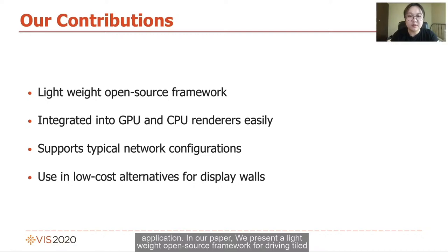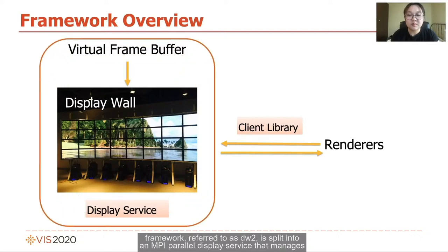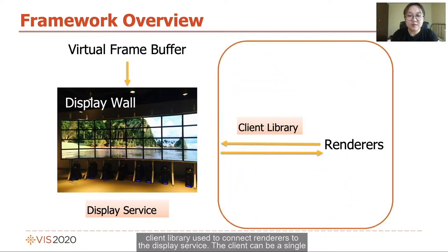In our paper, we present a lightweight open source framework for driving tile display walls that can be integrated into CPU and GPU renderers easily. The framework can operate in a dispatcher or direct mode to support typical network configurations. We demonstrate this framework for use in deploying low-cost alternatives for display walls. Our framework, referred to as DW2, is split into an MPI parallel display service that manages the mapping from the single virtual frame buffer to the physical tile display wall, and a client library used to connect renderers to the display service. The client can be a single program or a parallel program.